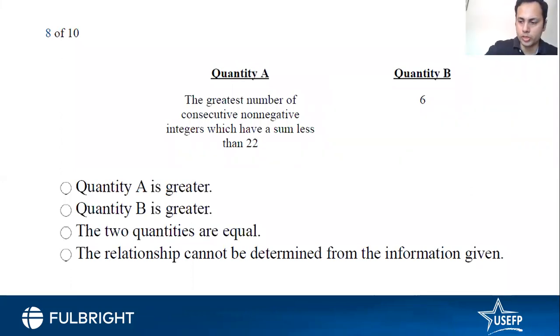Now, this is the first question for quantitative comparison. These questions are very important. Quantity A is the greatest number of consecutive non-negative integers which have a sum less than 22. Quantity B is 6. We need to figure out which quantity is bigger. So pause this video and try to solve this question yourself.